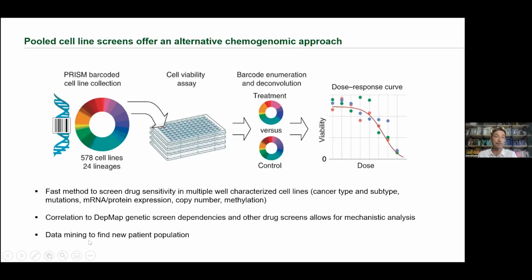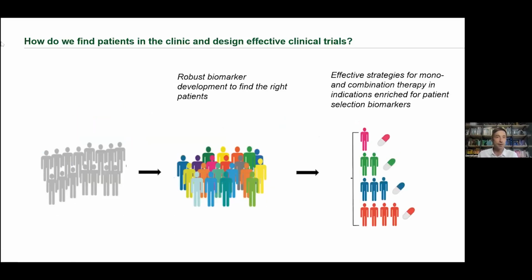Furthermore, this also allows data mining to find new patient populations. If you see a bunch of cell lines drop out of your screen, you can go in and mine those for genetics and various other characteristics to find new patient populations in this way. So that's great. Now we have a drug and we've found a whole bunch of patient populations that we think we might have efficacy in, in the clinic. That's the first part of the CRISPR screening platform to find synthetic lethality in cancer.